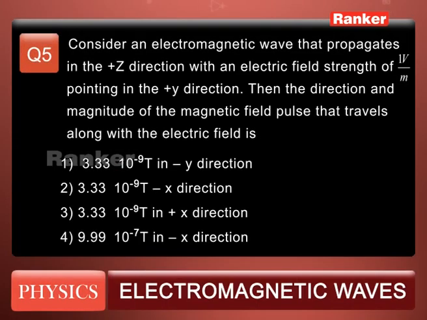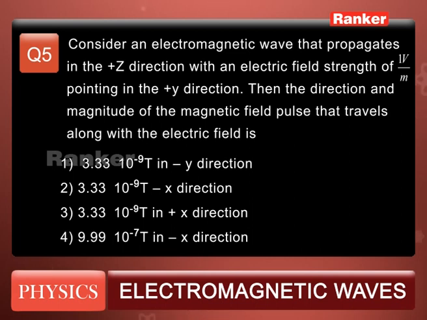Question number 5 is given as: consider an electromagnetic wave that propagates in the z direction with an electric field strength of 1 volt per meter pointing in the y direction. Then the direction and magnitude of the magnetic field pulse that travels along with the electric field is?